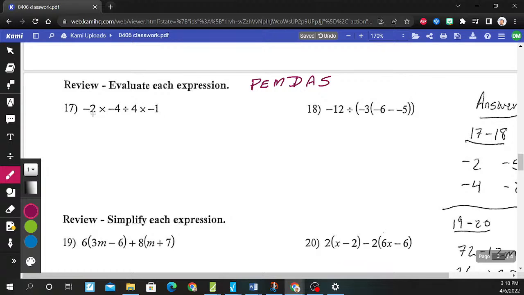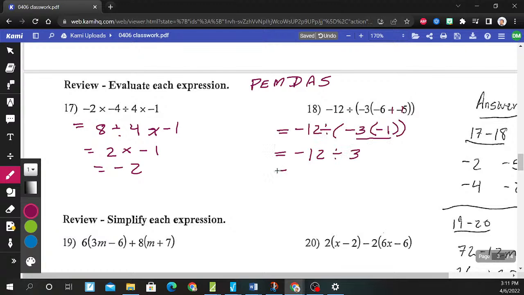Over here we start with parentheses. Two negatives make a positive, so it's -6 plus 5. -6 plus 5, though, is -1. -3 times -1 is our next thing in parentheses. So -3 times -1 is +3. -12 divided by 3 is -4.